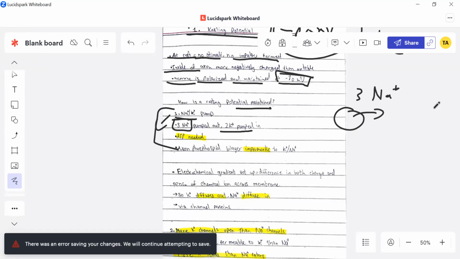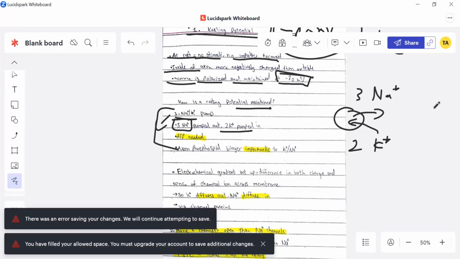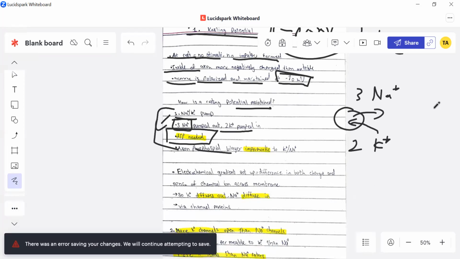3 sodium ions move out of the cell, and 2 potassium ions move into the cell. This is active transport, and because of this, you would need ATP. The axon phospholipid bilayer is impermeable to potassium and sodium ions, so active transport is needed because the membrane cannot transport these ions on its own.